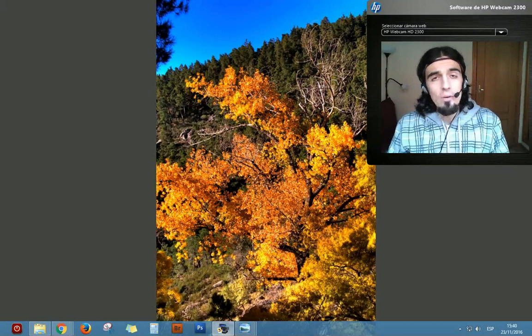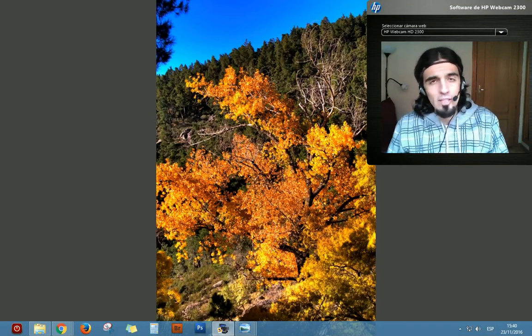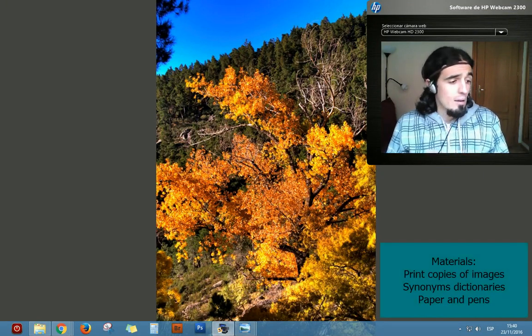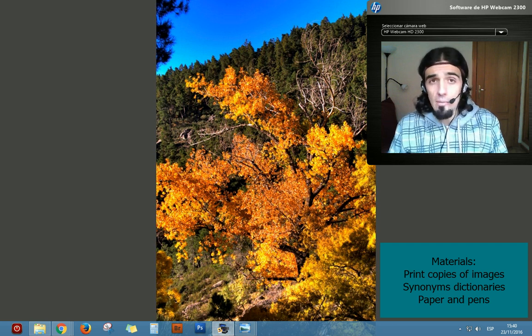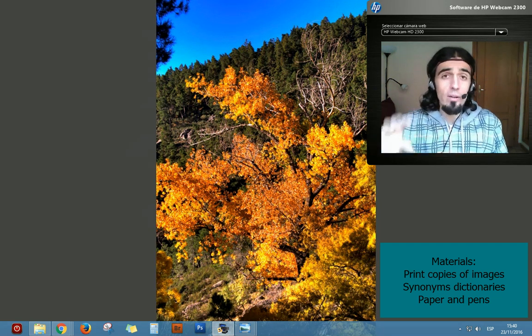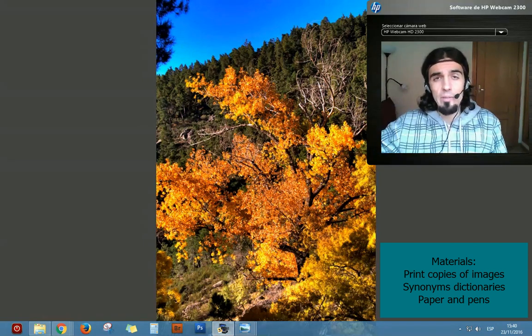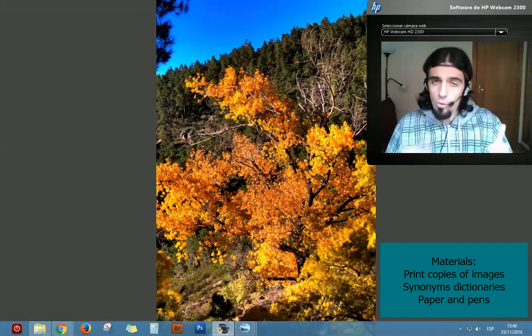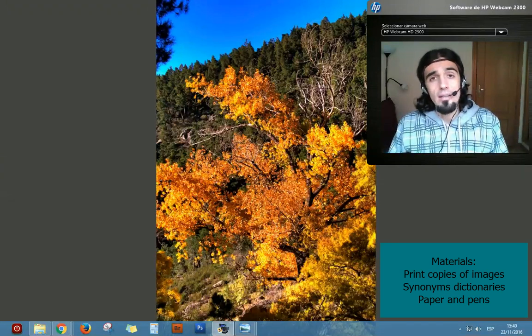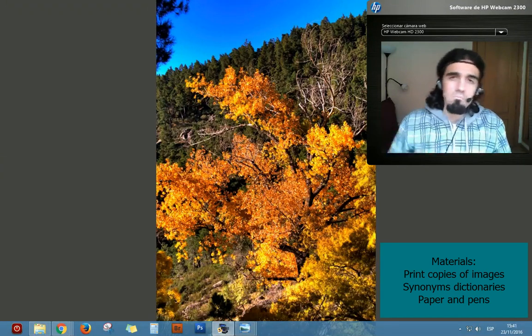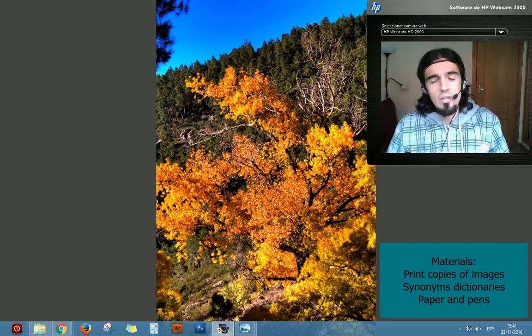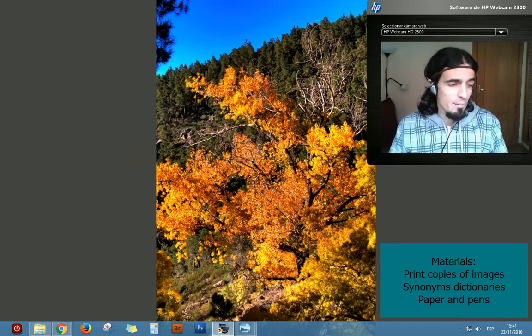To do this activity, we need just a few materials, really few of them. First of all, some printed copies of some images that I will show you later. The images are already on Pinterest. I posted them on Pinterest. So in case we are working with computers, we can also use the digital world. But considering that we don't have computers, let's print the images and we will have them on paper.